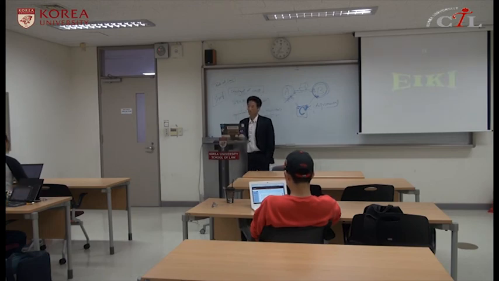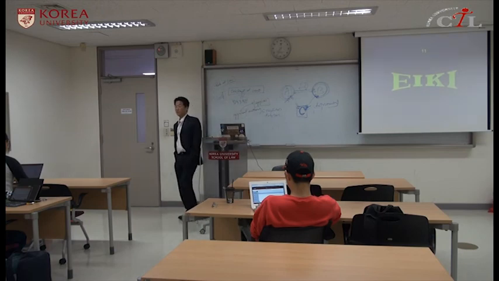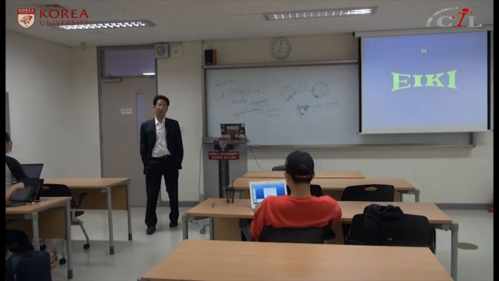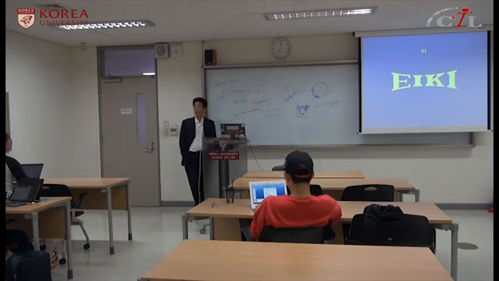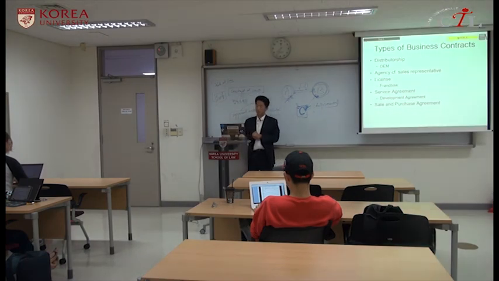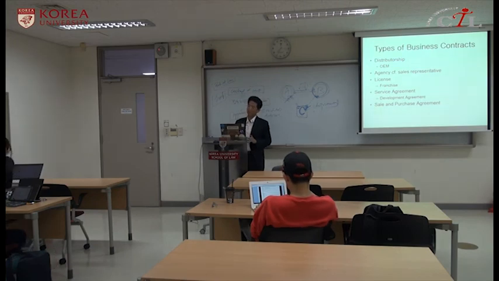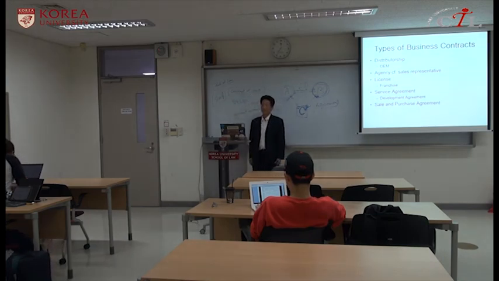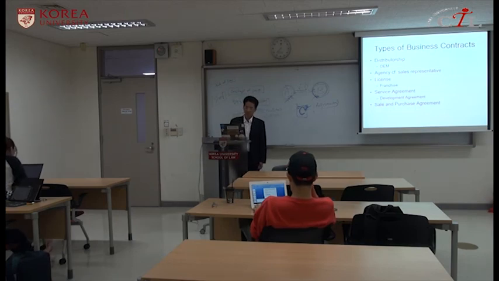We learn about five types of business contracts, and these are basic building blocks that will be used over and over again, in combination or sometimes in modified forms. But if you understand these five basic types, then you are pretty safe. So, distributorship. Repeat after me. Distributorship. Agency. License. Service. Sale and purchase agreement. These five types are the basic building blocks.